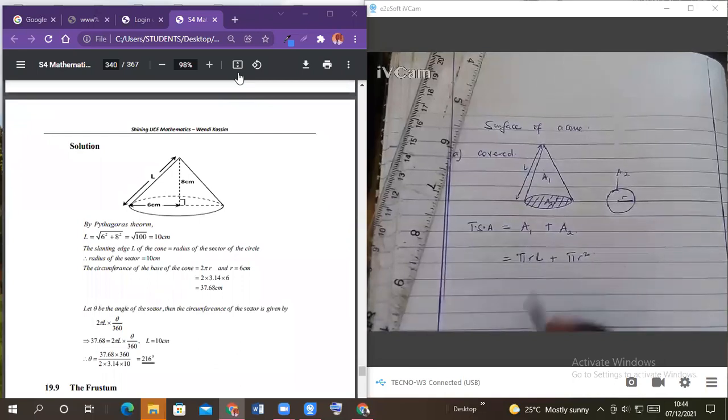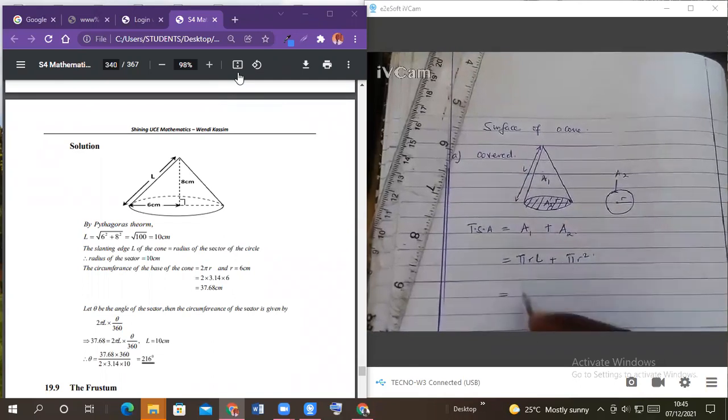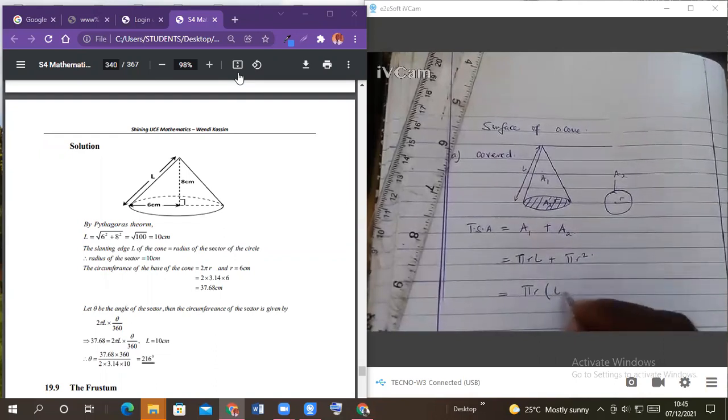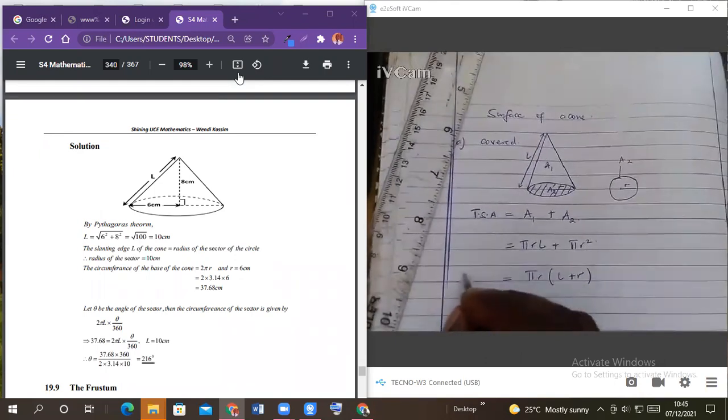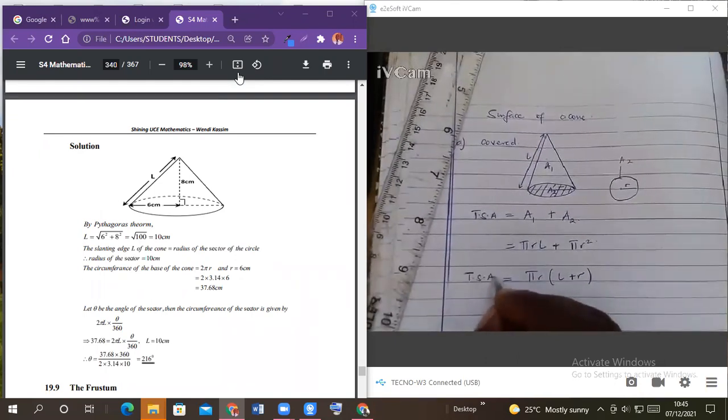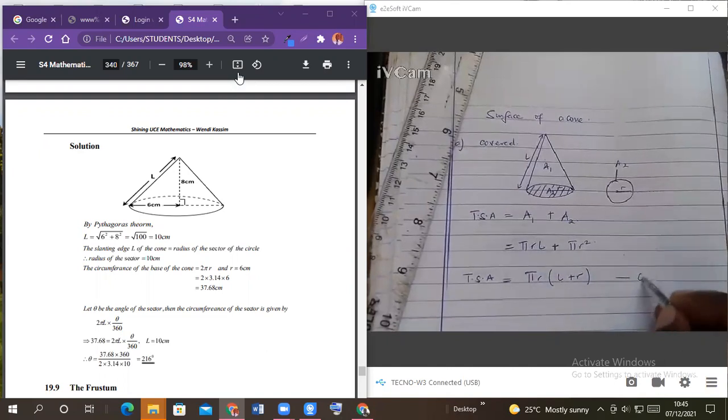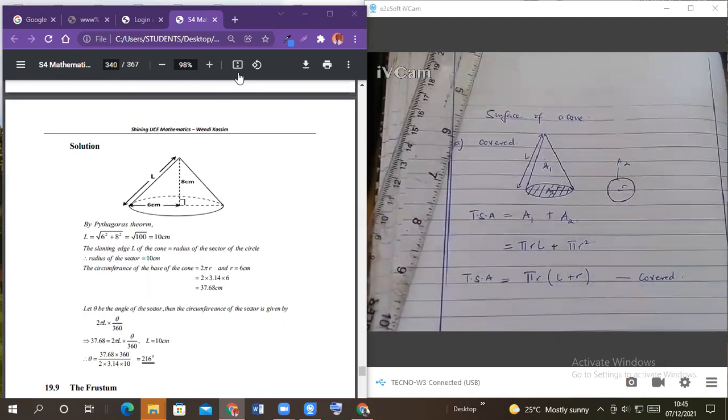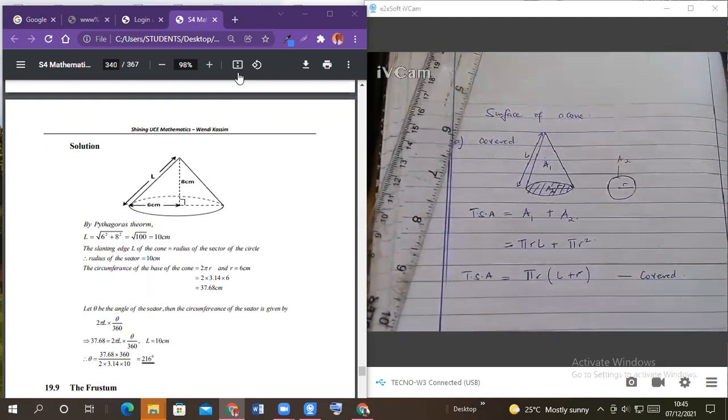So it means that here you can factorize out pi r. So you have pi r outside, and you have L plus r like that. So that is the total surface area of a cone that is covered at the bottom.